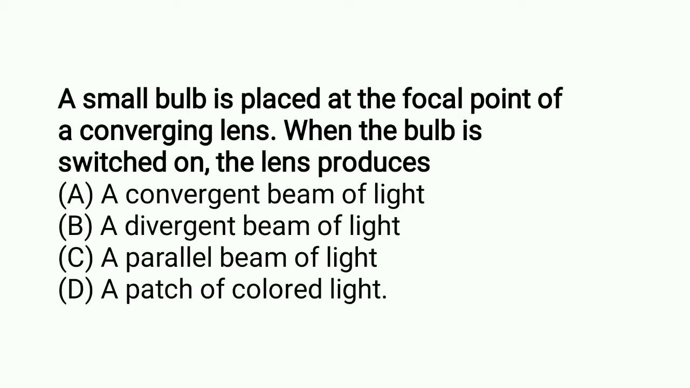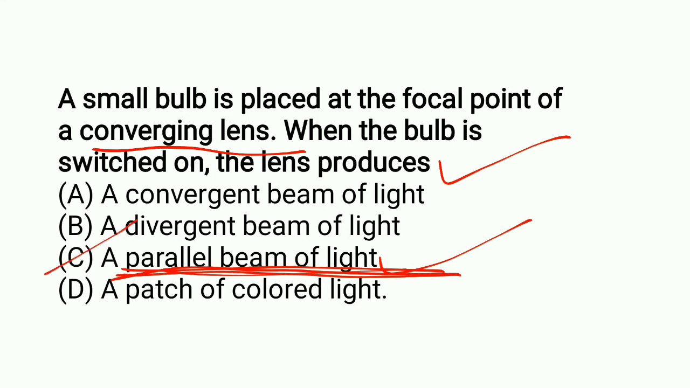Next question. A small bulb is placed at the focal point of a converging lens. When the bulb is switched on, the lens produces. So the option A, we have convergent beam of light. Option B, we have a divergent beam of light. Option C, we have a parallel beam of light. And option D, we have a patch of colored light. Here, as the lens is the converging lens, when the bulb is switched on, the lens produces the parallel beam of light. The lens produces the parallel beam of light. So answer is option C.